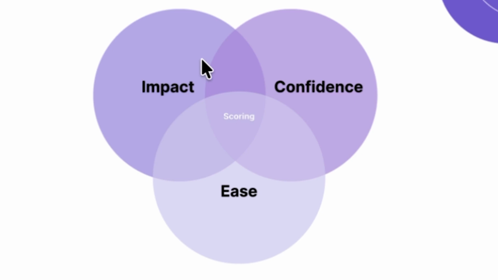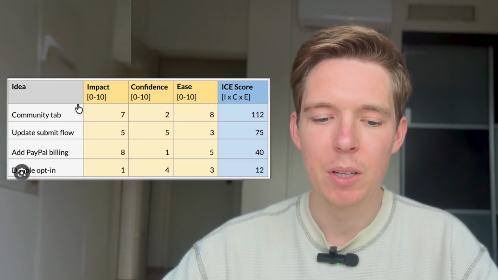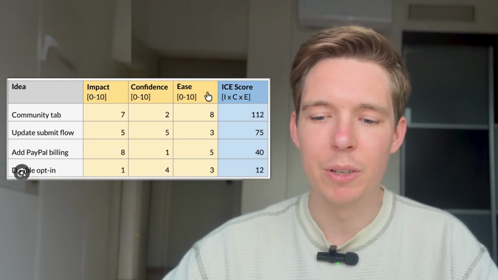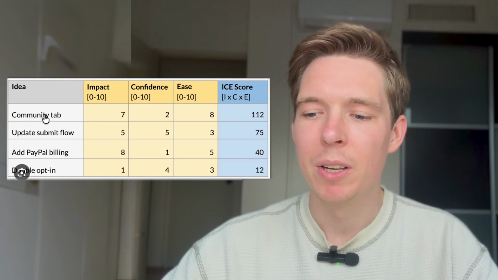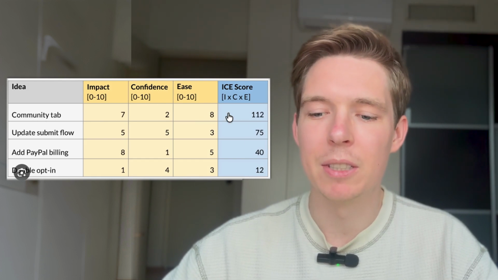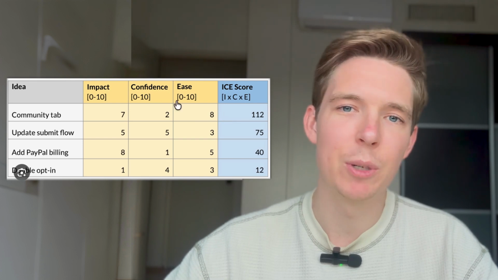Okay, diving into the different prioritization methods. The first one is ICE. You're looking for the score that fits all three criteria. Eventually you just put it into a table, a very simple table with your ideas. You score based on each of the three criteria. It gives you a score. Eventually this community tab is the winner. That's where you need to start. As I mentioned, this is not the most objective way of doing it.